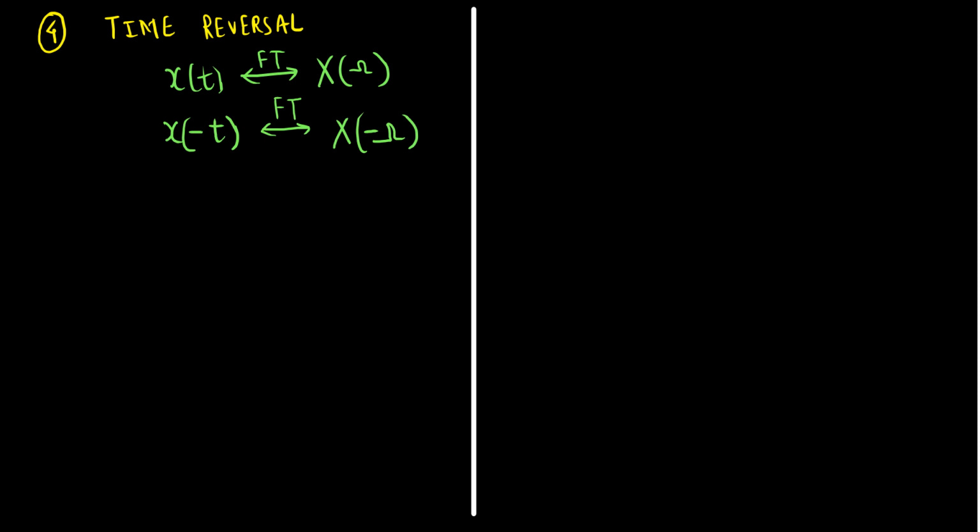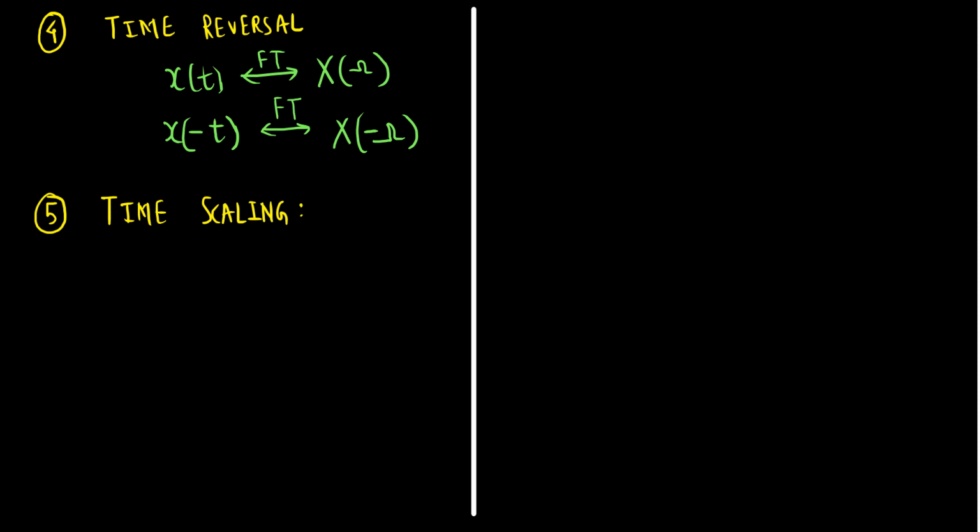Next property. Next property that we are going to see is the property of time scaling. These properties are similar to the properties of the Fourier series that we have seen in the previous lectures. So I'm not going to prove these properties because most of them have been already proved when we have seen the Fourier series. So let's see the time scaling property.